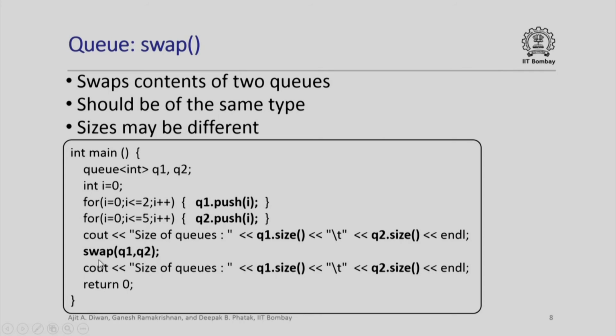Now, when we say swap q1, q2, the 2 queues will be swapped. So, now if we print the sizes of the queue, you will see that q1 dot size will be now 6 and q2 dot size will be now 3, because we have swapped the 2 q's. This is just an illustration of the simplicity provided by the swap function.